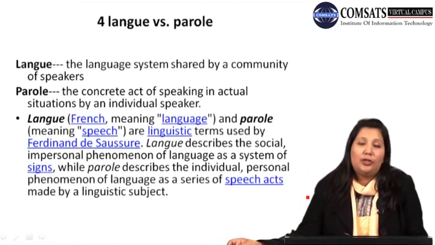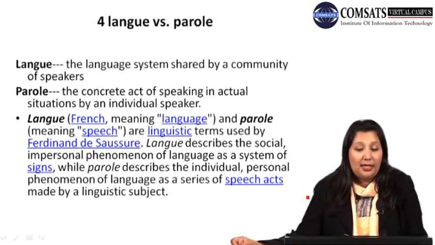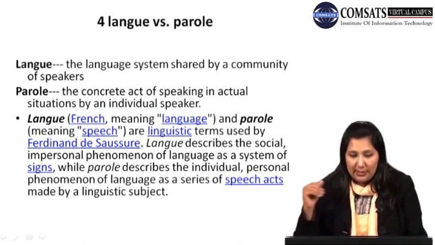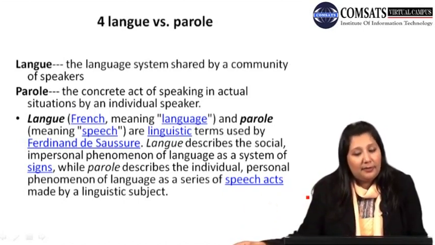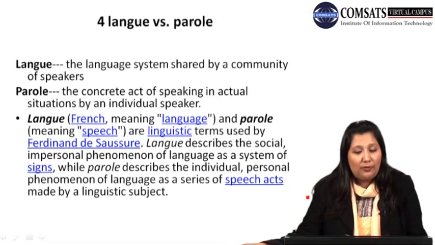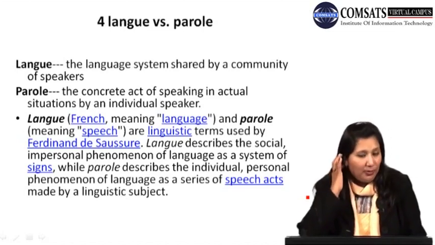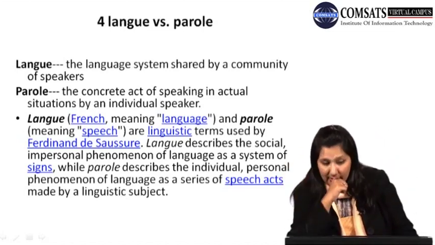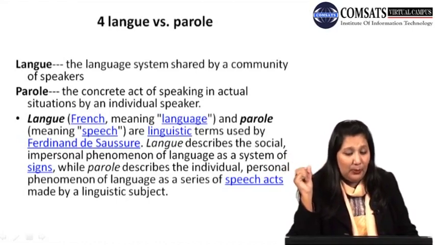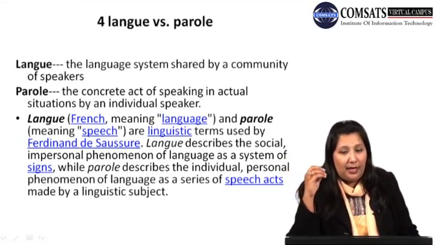Langue is actually a French word, and its meaning is language, and the meaning of parole is speech. These are linguistic terms used by Ferdinand de Saussure. We are going to look at Ferdinand de Saussure later on in today's lecture. Langue describes the social, impersonal phenomena of a language as a system of signs, while parole describes the individual, personal phenomena of a language as a series of speech acts made by a linguistic subject.